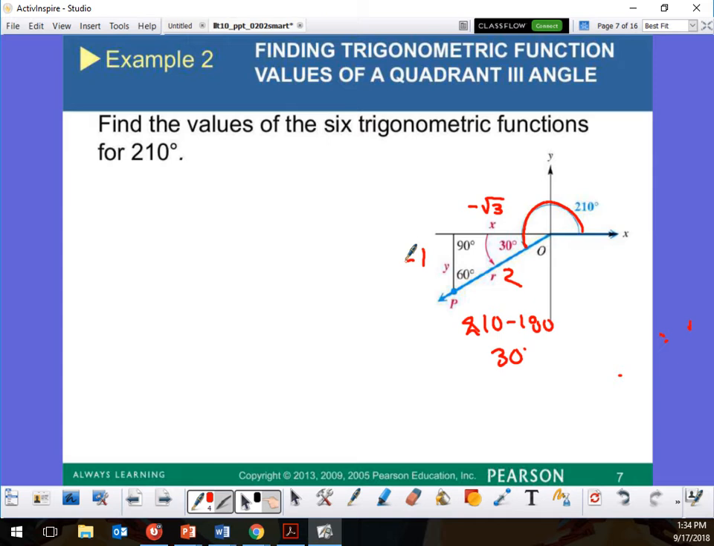Oh, this is just from the previous set of notes where I gave you what a 30, 60, 90 was, and I said, hey, this is always going to be 1, this is always going to be 2, and that's going to be always square root of 3.